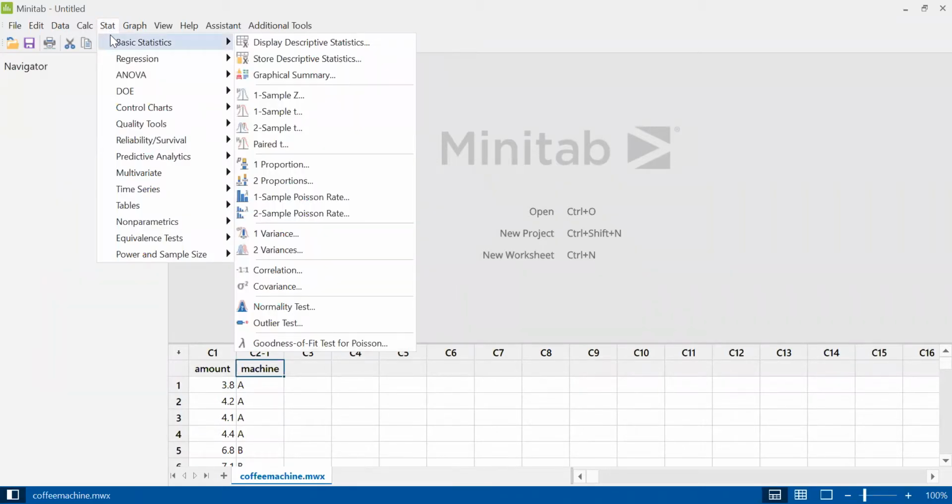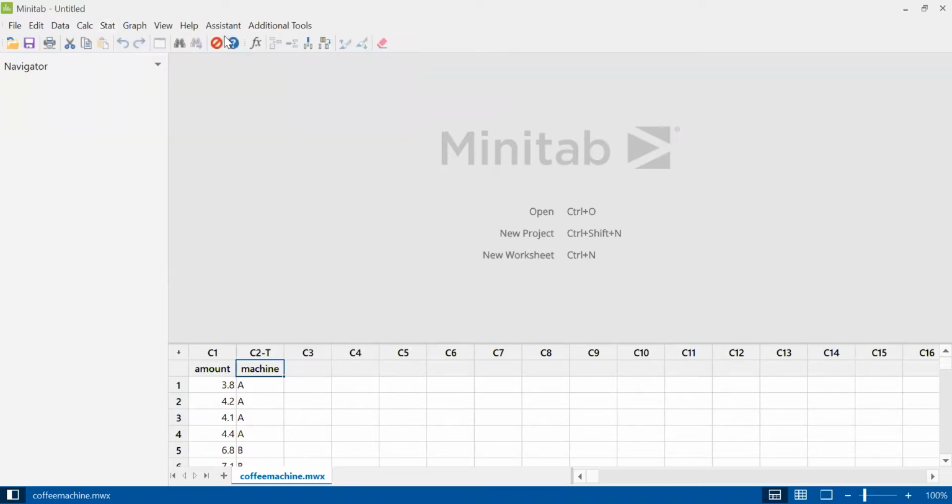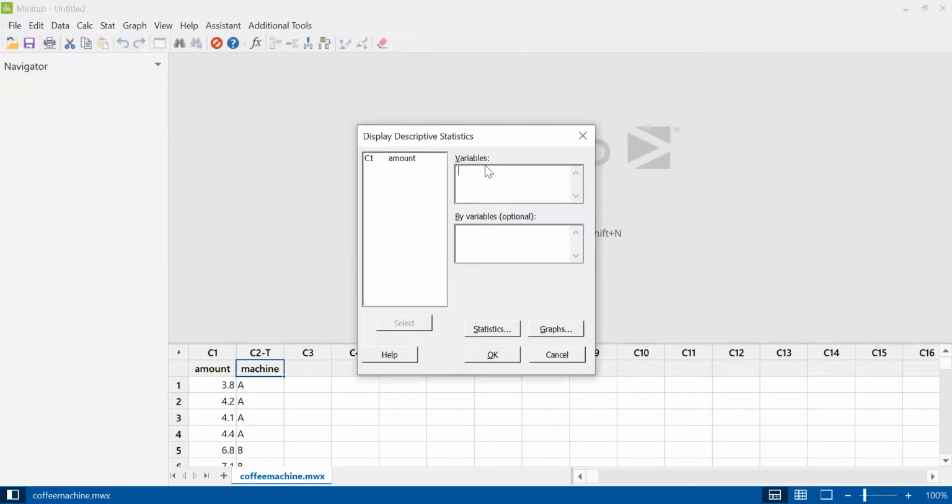So go to Stat, Basic, Display Descriptive. This is nothing new. We've been doing this. This is something we really did a lot last class. So I'm going to go in here. Remember, my variable is what I'm studying, my numerical variable, that's amount, and I'm going to separate it out by machine. I don't want overall summary statistics. I want them for each machine separately.